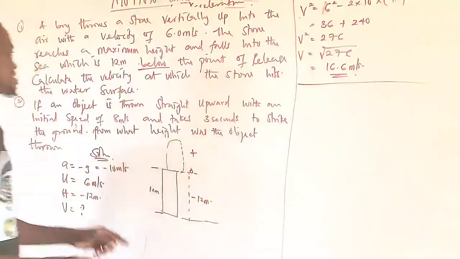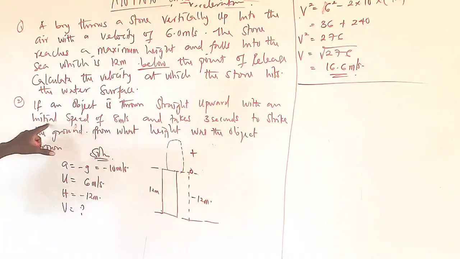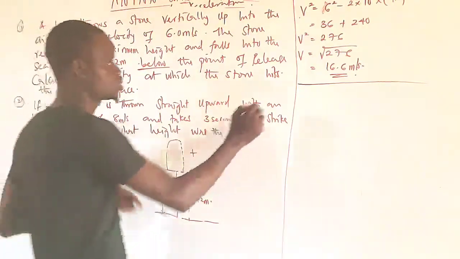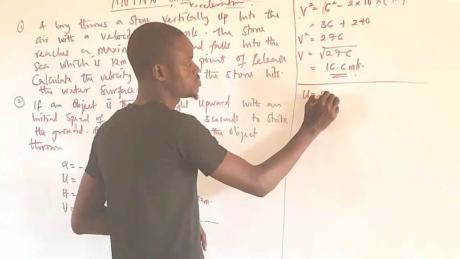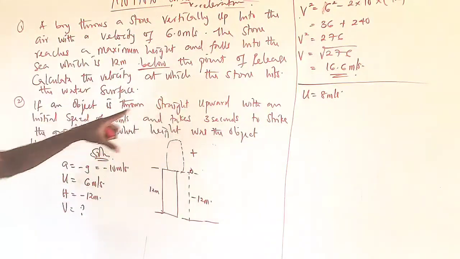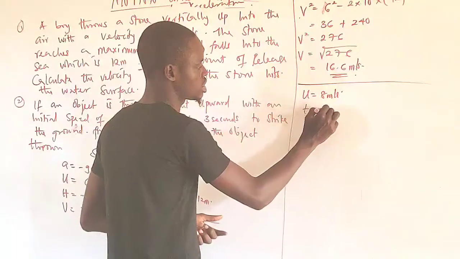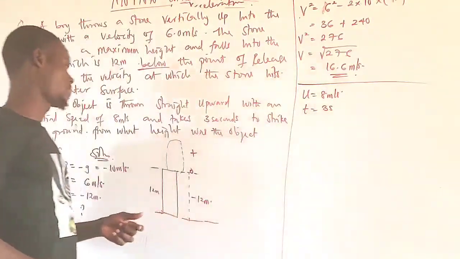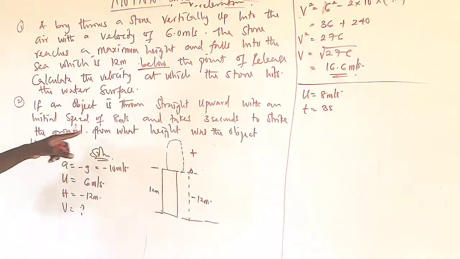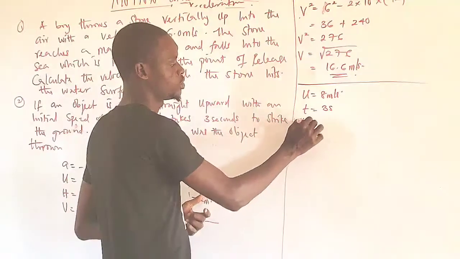The second question says, if an object is thrown straight upward with an initial speed of 8 meters per second, and takes 3 seconds to strike the ground. The time taken for the body to strike the ground is 3 seconds. Now, from what height was the object thrown initially? What is the height of throw of the object initially?